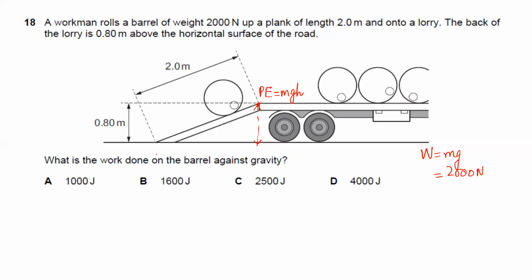We just have to multiply it with this vertical height. So we multiply it by 0.8, it becomes mgh, that is equal to potential energy, and potential energy is given as 1600 joules. So answer B is the right answer for this question.